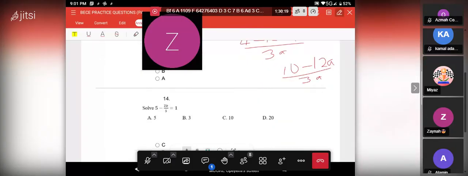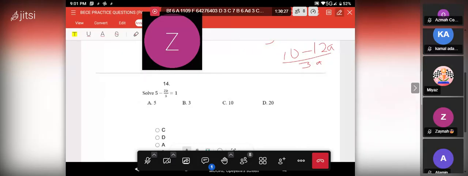Solve 5 minus 2b over 5 equals to 1. This is also algebraic fraction. The first part, you also write it as a fraction, 5 over 1 minus 2b over 5 is equals to 1. Now, the first thing we need to do is that first part, we will make it a single fraction. Whenever they ask you to make fraction a single fraction, it means let them have the same denominator. That is common denominator. By looking for the LCM, it will become 5.